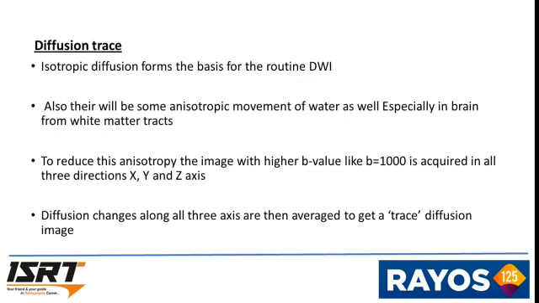Diffusion trace. Isotropic diffusion forms the basis for the routine diffusion weighted imaging. Also, there will be some anisotropic movements of water as well, especially in the brain from white matter tracts. To reduce this anisotropy, the image with a higher B-value, like B-value equal to 0, is acquired in all three directions, X, Y, and Z axis. Diffusion changes along all three axes are then averaged to get a trace diffusion image.